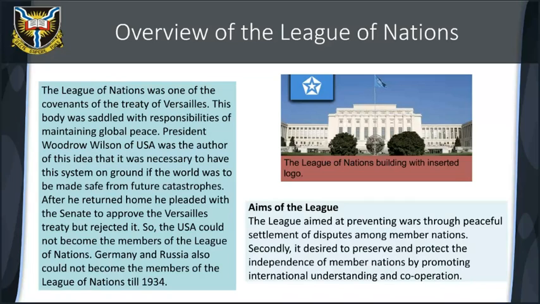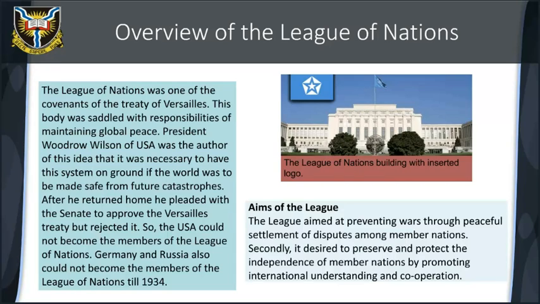Overview of the League of Nations. The League of Nations was one of the covenants of the Treaty of Versailles. This body was saddled with responsibilities of maintaining global peace. President Woodrow Wilson of the USA was the author of this idea that it was necessary to have this system on ground if the world was to be made safe from future catastrophes.